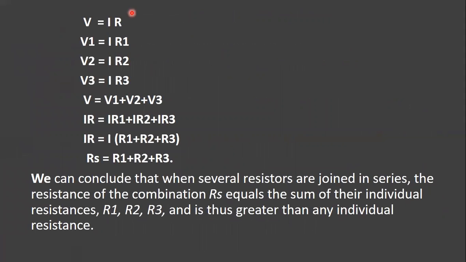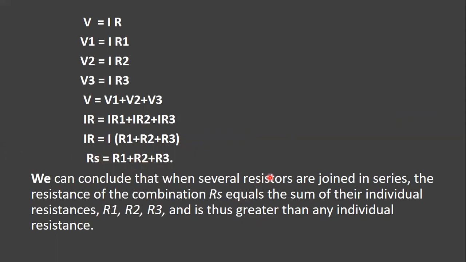You know that V equals IR, V1 is IR1, V2 equals IR2, V3 is IR3. V equals V1 plus V2 plus V3, that is, IR equals IR1 plus IR2 plus IR3. Here, taking I common, we get IR equals I times (R1 plus R2 plus R3), that is, resistance in series Rs equals R1 plus R2 plus R3.